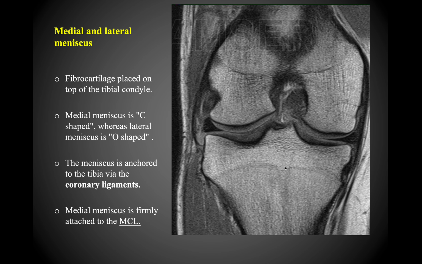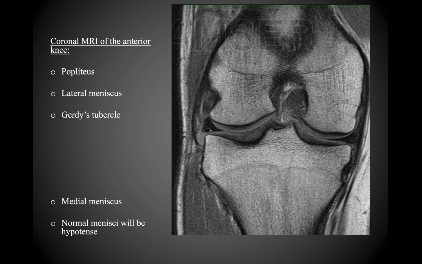And one other point, sorry, with the medial meniscus is you'll note that it's going to be closely or firmly attached to the medial collateral ligament, so the MCL, and so that puts the medial meniscus at greater risk of tear as a result. So if a patient has a tear of the medial collateral ligament, there's a good chance the medial meniscus is also going to be affected by that.